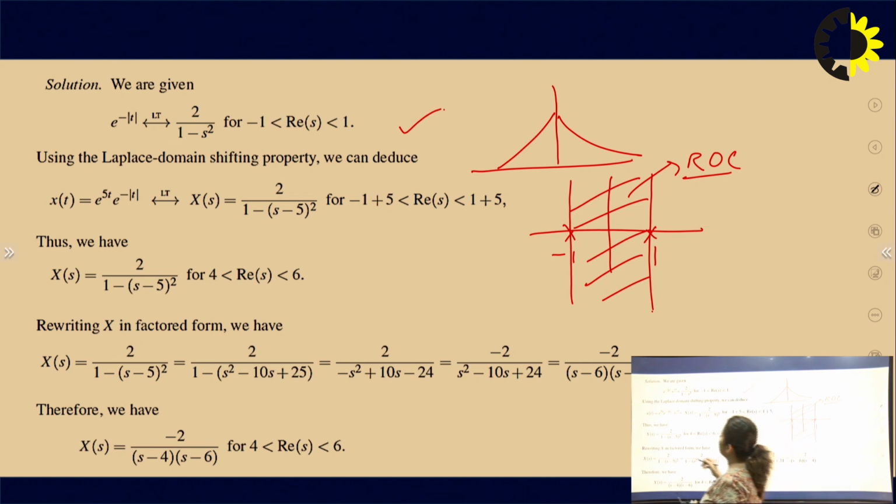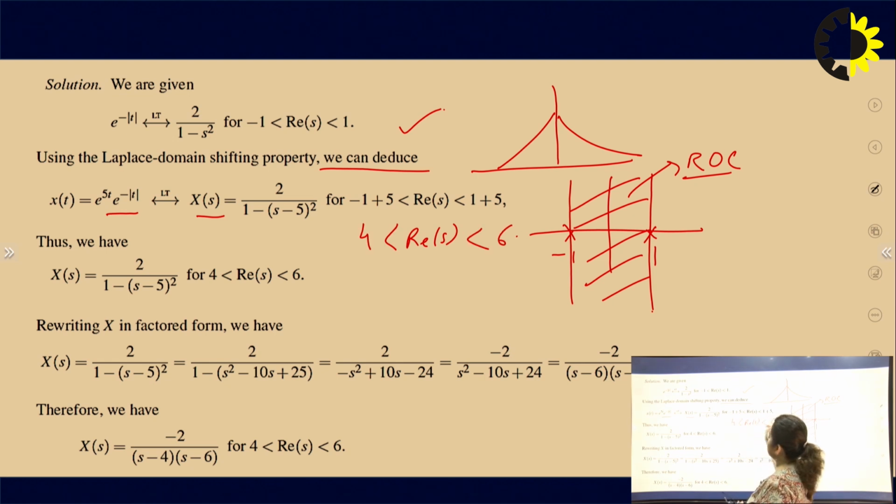Then we use the Laplace domain shifting, or frequency domain shifting property. The Laplace transform of x(t) e to the power 5t, that is e to the power 5t times e to the power minus mod t, is X(s minus 5), that is 2 upon 1 minus (s minus 5) whole square, for real of s greater than minus 1 plus 5 and less than 1 plus 5. So we have real of s greater than 4 and less than 6 here.